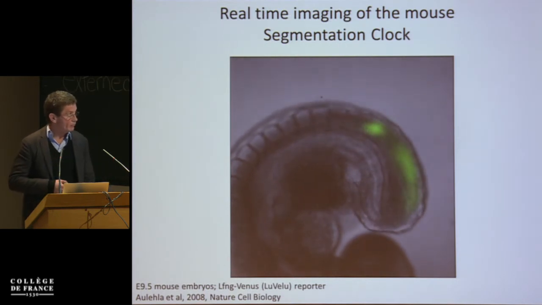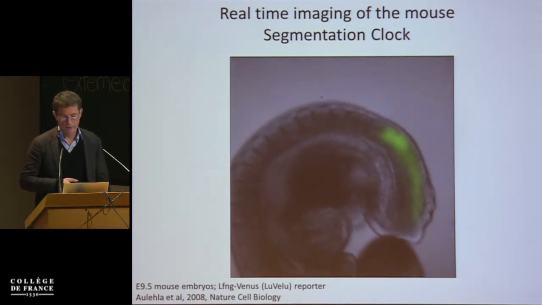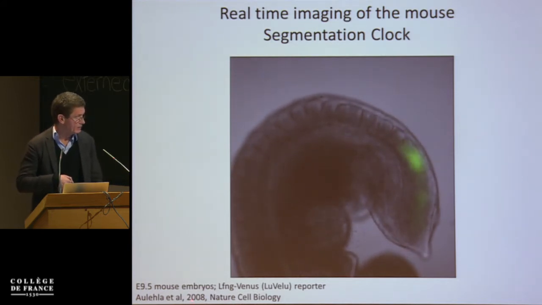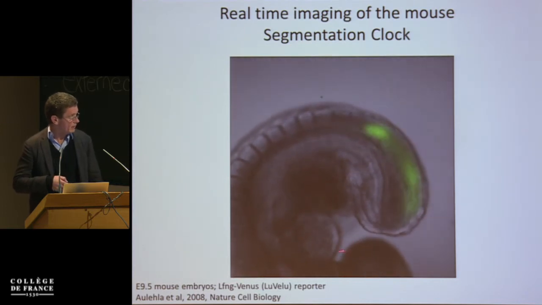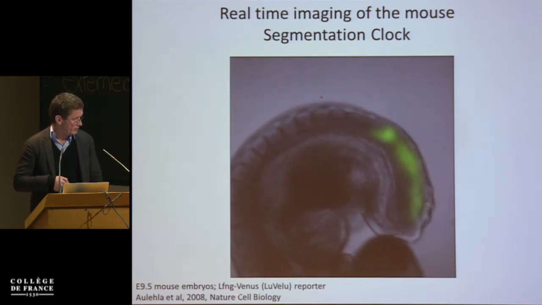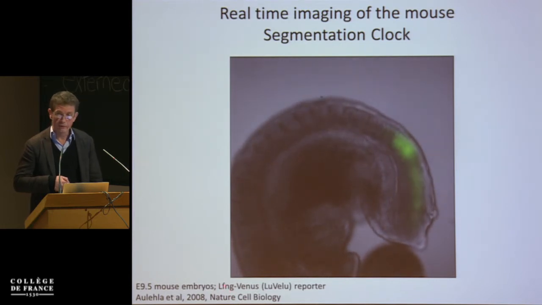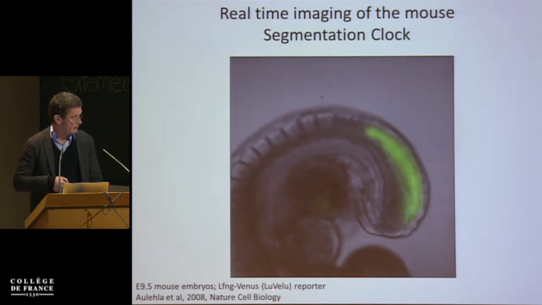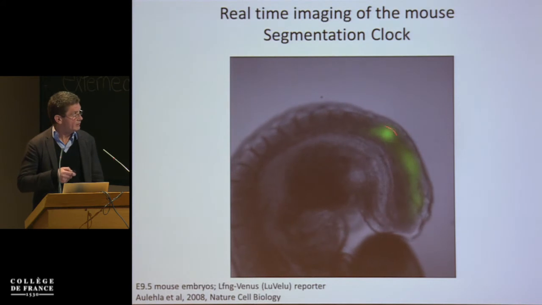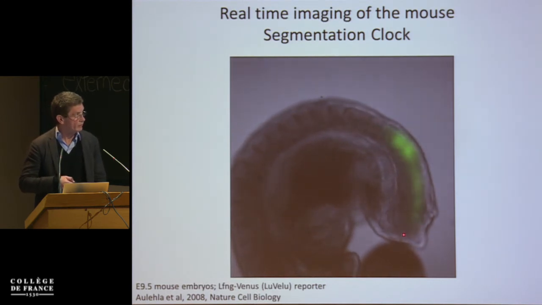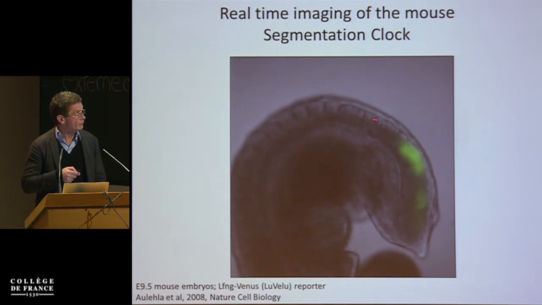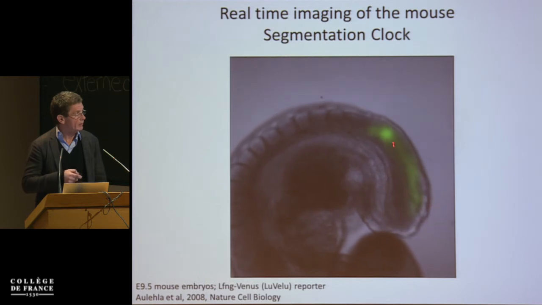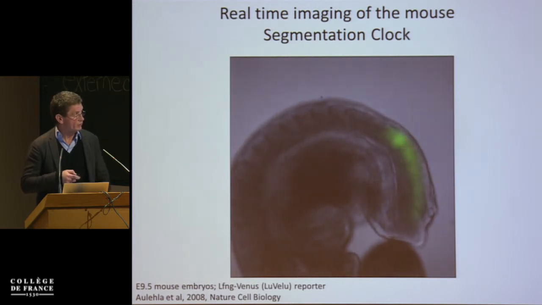So we've also been able to engineer a real-time reporter to visualize these oscillations. For instance, this is work from my lab from Alexander Aulehla when he was a postdoc in the lab, when he engineered such a reporter by fusing the promoter of one of the cyclic genes, lunatic fringe, to a destabilized fluorescent protein, Venus, and then made the transgenic mouse. And this is what you see here. So this is this reporter mouse lying on the side. This is the left side. You can see the somites here. And this is the presomitic mesoderm that experiences these traveling waves of lunatic fringe expression.